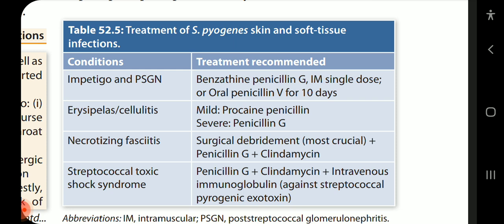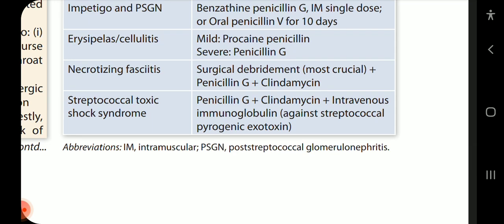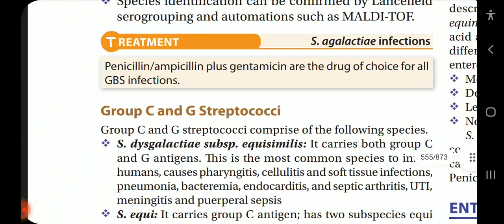Necrotizing fasciitis treatment recommended is surgical debridement, most crucial, plus penicillin G plus clindamycin. Streptococcal toxic shock syndrome treatment recommended is penicillin G, clindamycin, and intravenous immunoglobulin against streptococcal pyrogenic exotoxin. IM stands for intramuscular while PSGN stands for post-streptococcal glomerulonephritis.